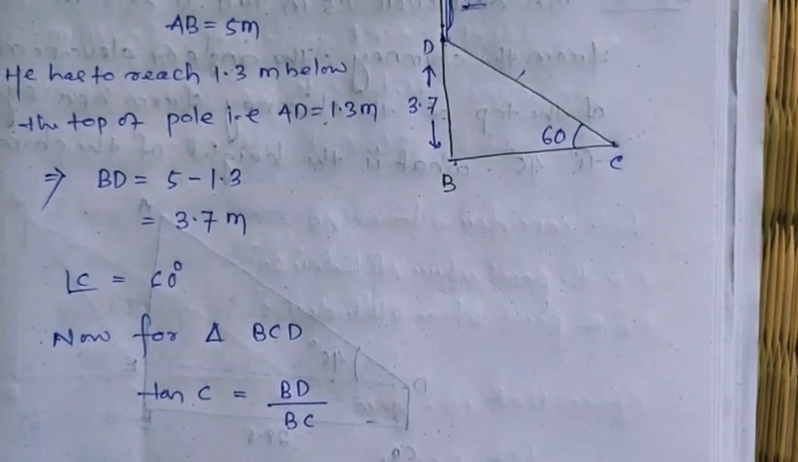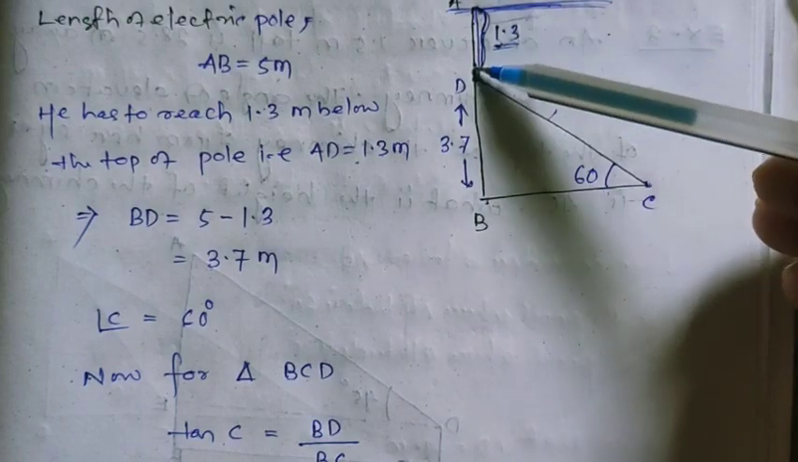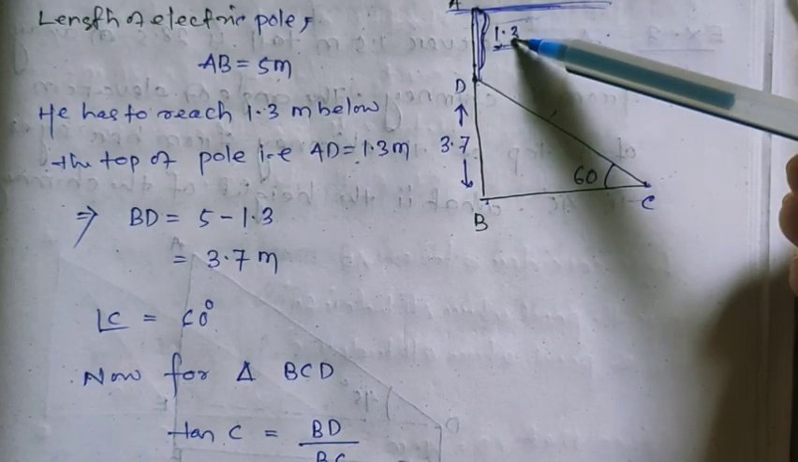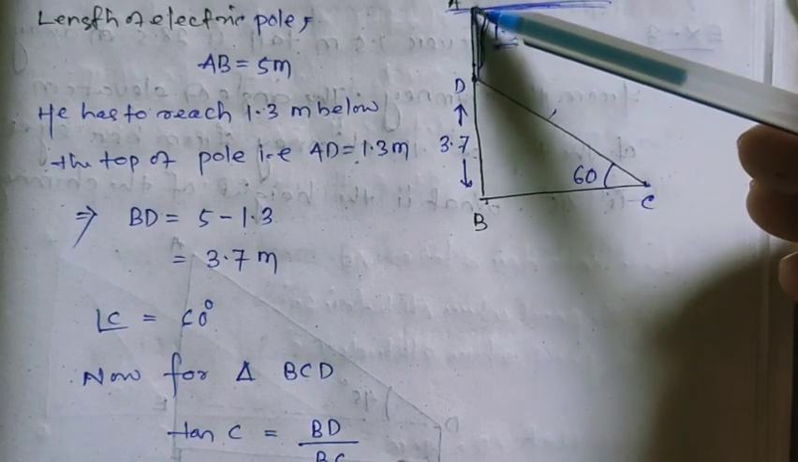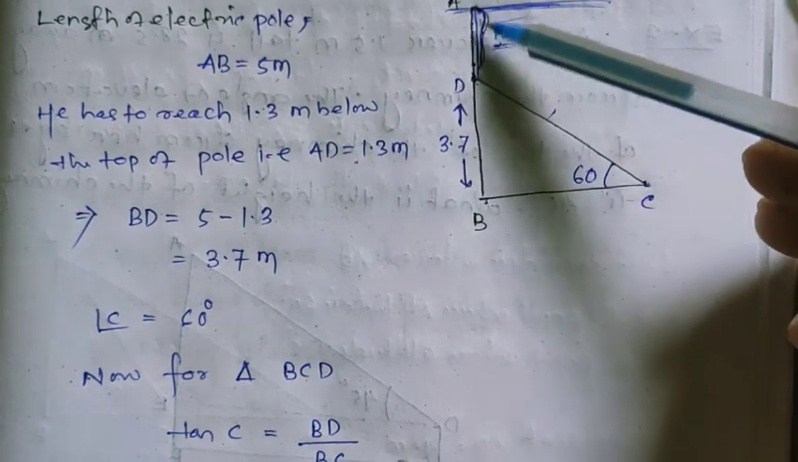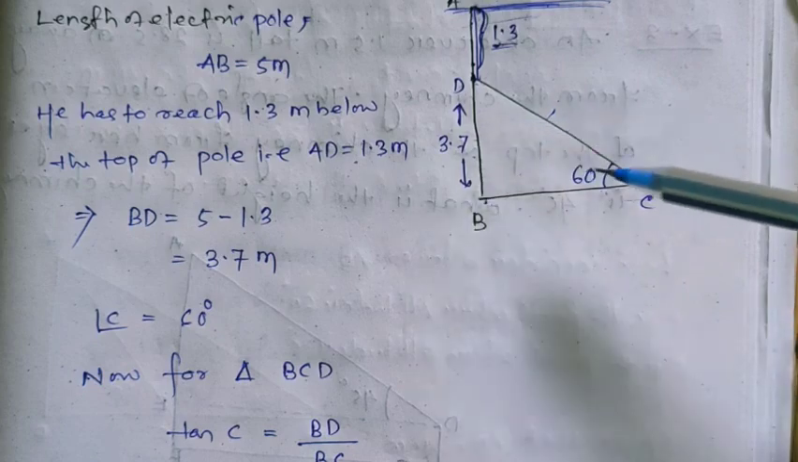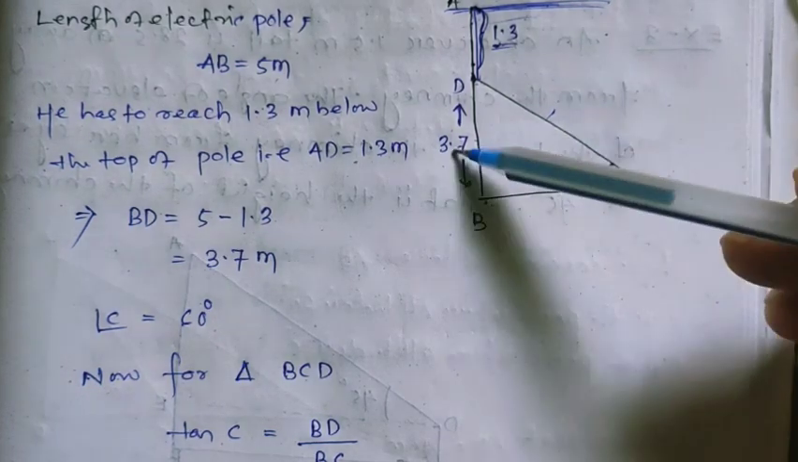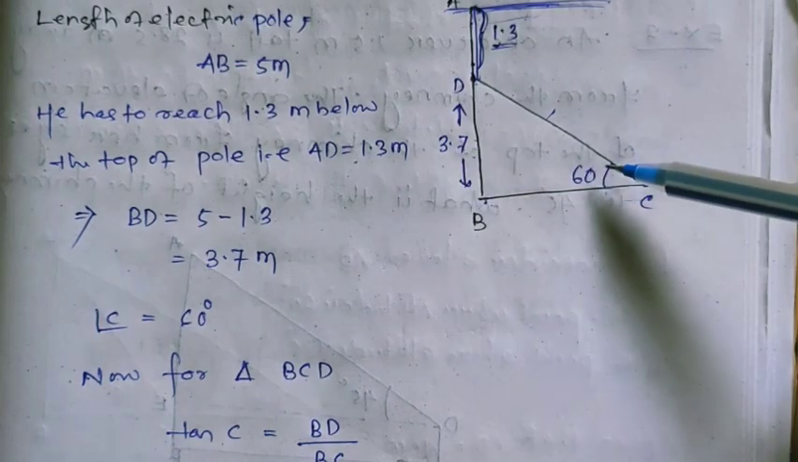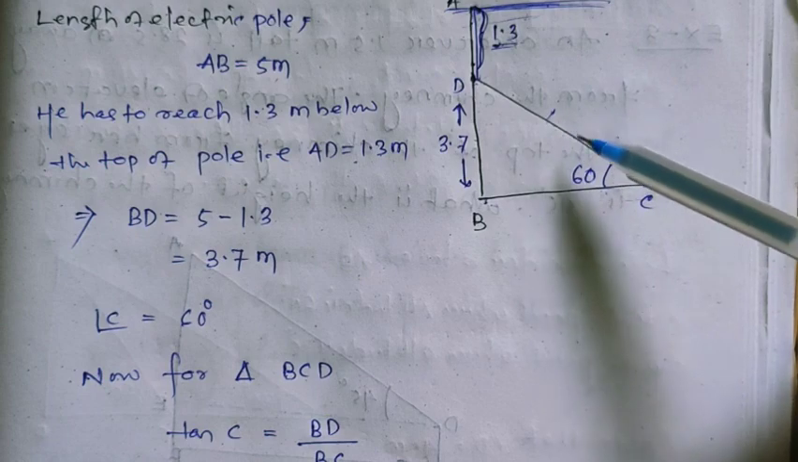Here it is given that in this figure, AD is equal to 1.3, because the top of the ladder should be 1.3 meter below the top of the pole. So BD will be your 5 minus 1.3. This will be your 3.7. Then we have to find BC as well as CD. So here it is given 60, here it is given 3.7. So I can find this by putting sine 60.